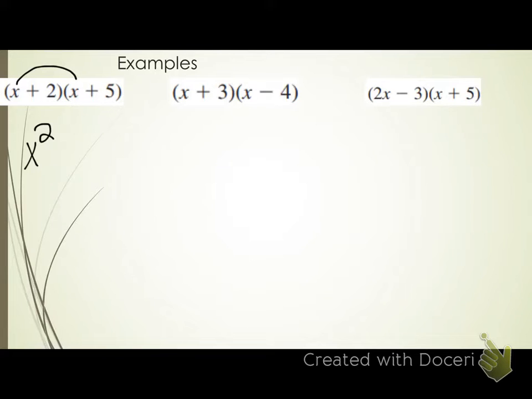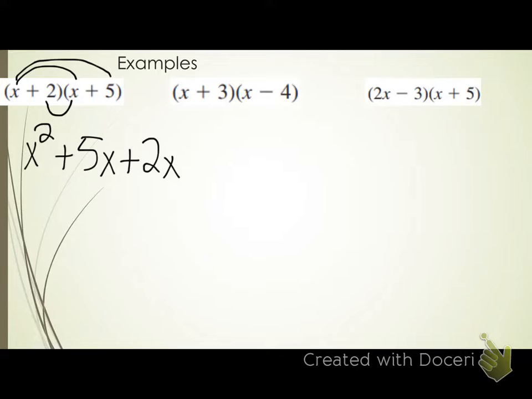x times x is x squared. There we go. What does the O stand for on FOIL? Outer. What are my outer terms here? X and 5. What's x times 5? 5x. What does the I stand for? Inner. What are my inner terms? 2 and x. What's 2 times x? 2x. And what does L stand for?